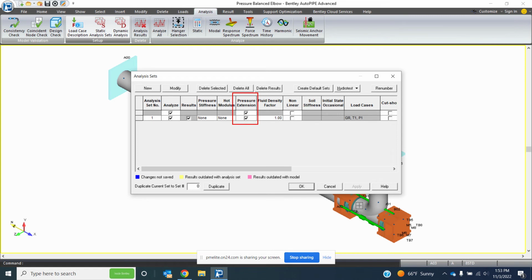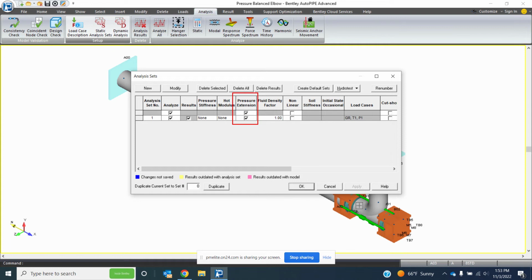Enabling this will force AutoPIPE to analyze all of your pressure cases corresponding to all of your thermal cases. And pressure extension is always going to account for the pipe extension and bend extension or rotation caused by pressure. And it's required for buried piping or piping with flexible joints.